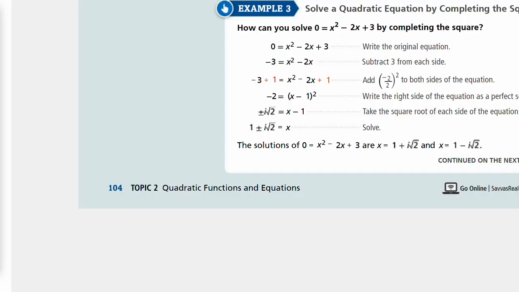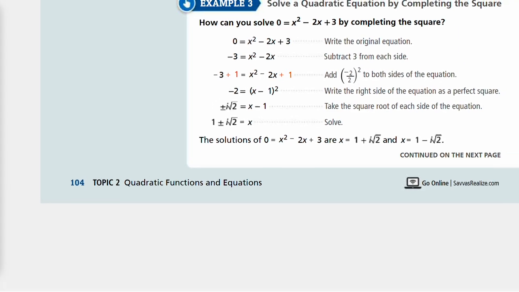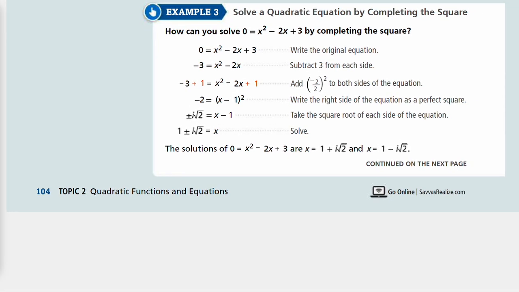Hi everyone, welcome to Algebra 2, Lesson 2-5, Example 3. Solve a quadratic equation by completing the square. How can you solve 0 equals x squared minus 2x plus 3 by completing the square?